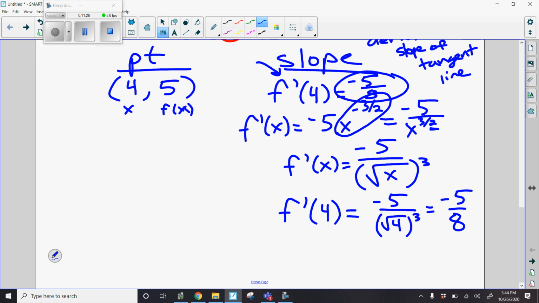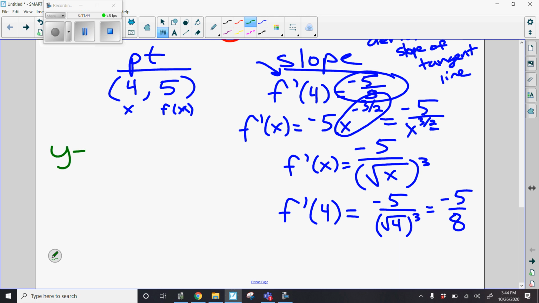Now, the slope here ended up coming out negative, which I anticipated. I was hoping it would, because I can tell by the graph that our slope should be negative. Now, the last thing I have to do here is write the equation of the tangent line. Well, this part's really easy.